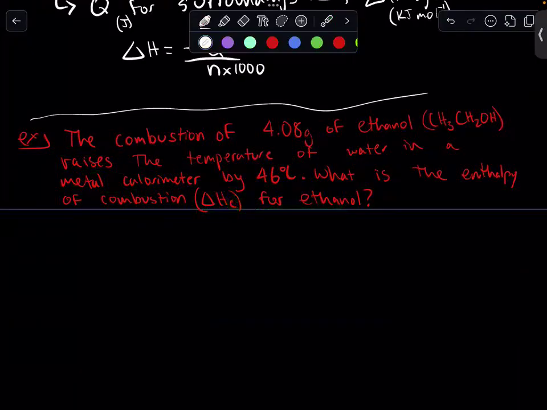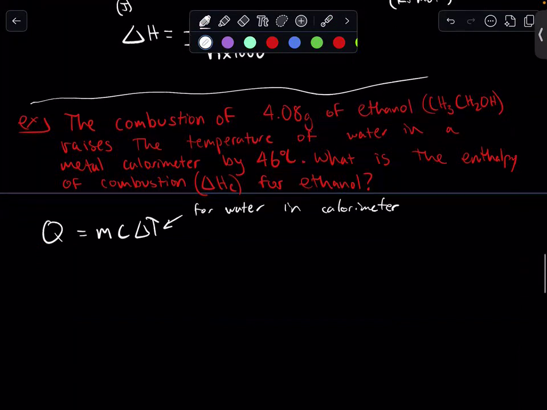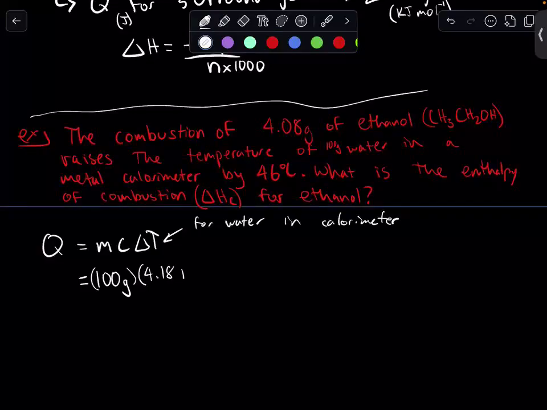So what we're going to do is start out by doing Q equals mC delta T, because this change in temperature is going to be for water in the calorimeter. So we need to know how much energy is going into the water in our calorimeter. So our mass is going to be, I did not provide that, for raise the temperature of 100 grams of water. So our mass is going to be 100 grams. Our C is going to be 4.18 joules gram inverse Kelvin inverse.